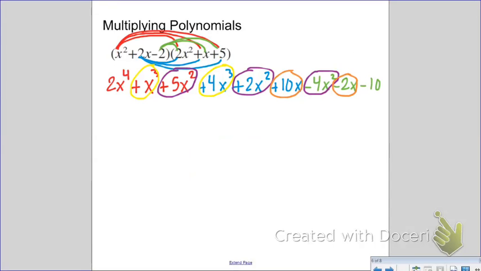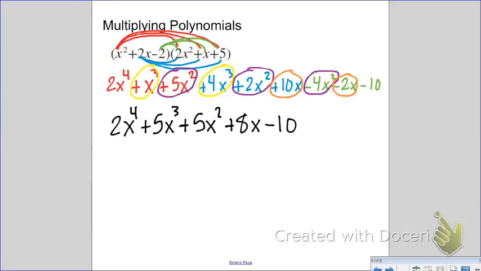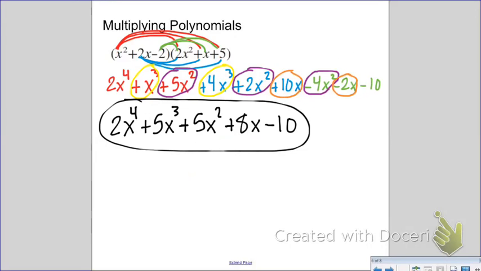So I'm going to write our final answer. I have that 2x to the power of 4 that didn't combine with anything. Now the yellows, 1x and 4x will make 5x to the power of 3. Remember, the powers stay with them. Now our purples, 5 plus 2 plus negative 4 will be 5x squared. And now our oranges, 10 and negative 2 is 8x, and then followed by our negative 10. And there you go. That's what you get when you multiply two trinomials.